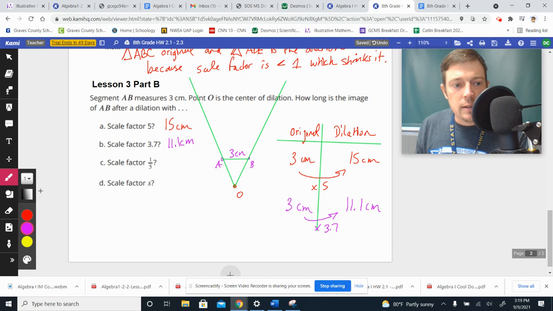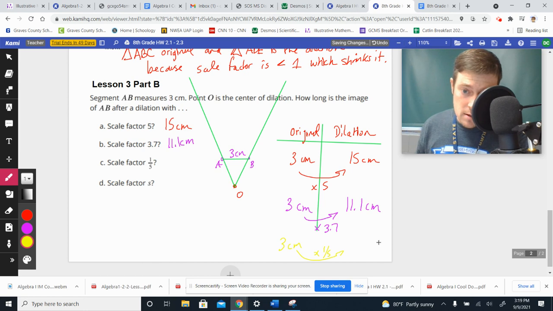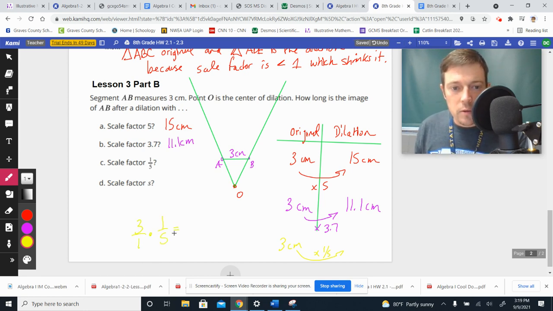And then lastly, we'll do this last one because the final one here is a variable. If I take 3 centimeters and I multiply it by a scale factor of 1/5, it's actually going to shrink it because it's less than 1. And so you're going to do 3 over 1 times 1/5, which gives you simply 3/5. So this one would be 3/5 of a centimeter. It makes it smaller because you used a scale factor that was less than 1.